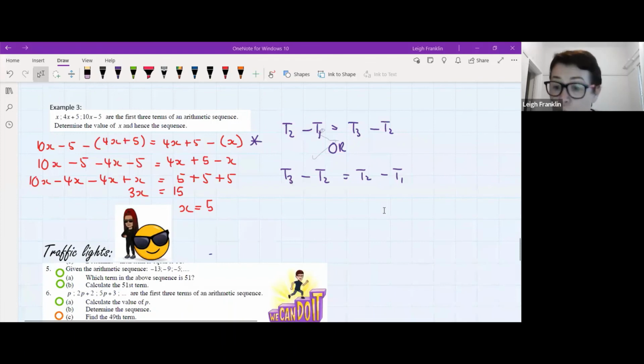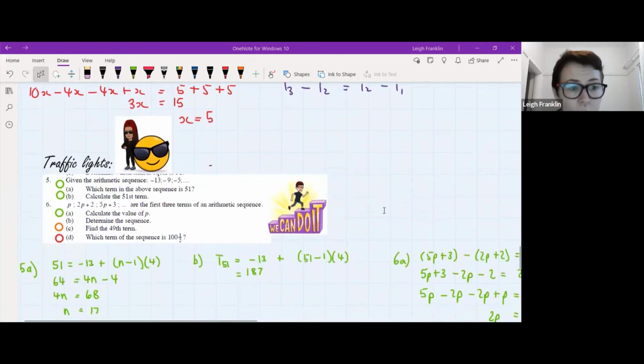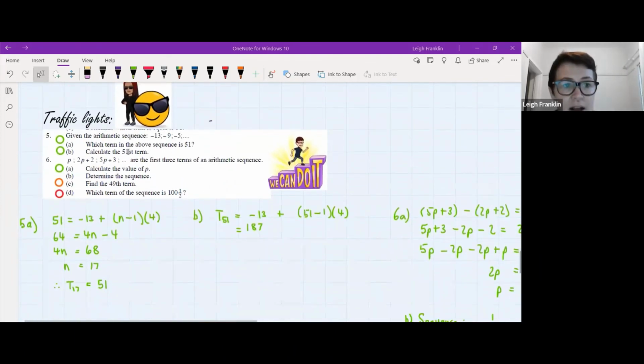I just want to go through the answers. All right, so if you did question 5, there's 5A: which term in the sequence is equal to 51? You should have got 17. And for part B, calculate the 51st term, subbing 51 into a_n = a + (n - 1)d. You should have got 187.